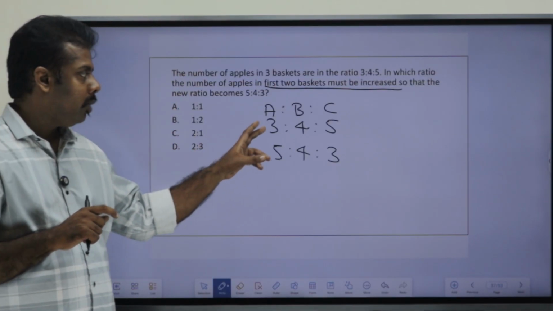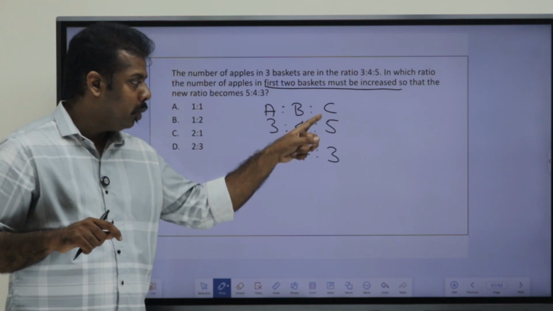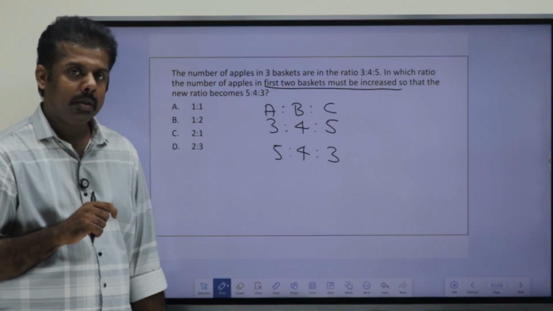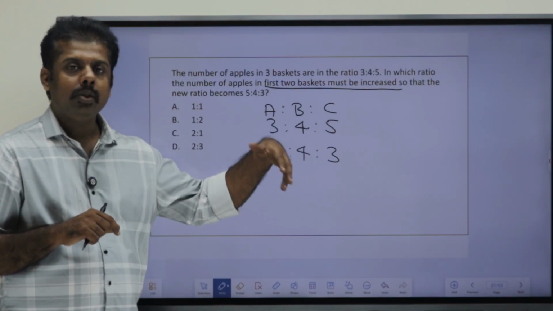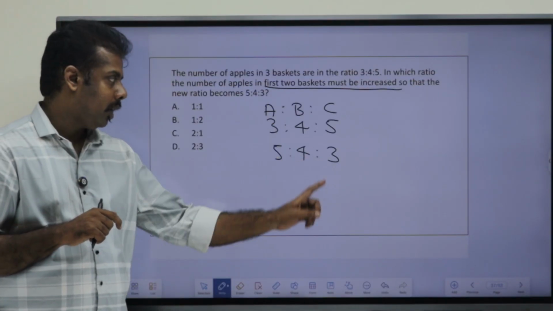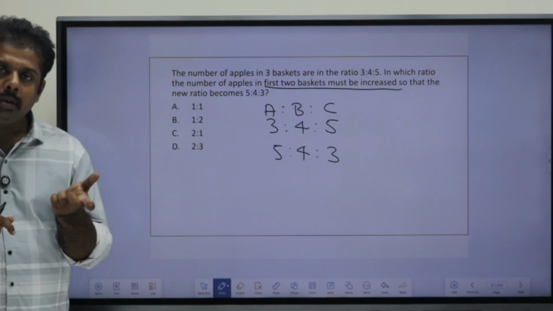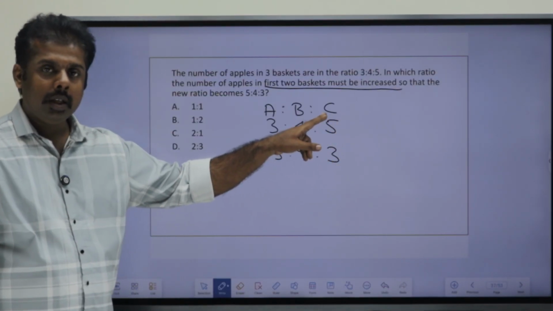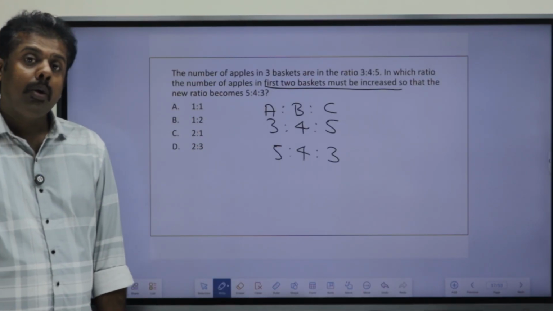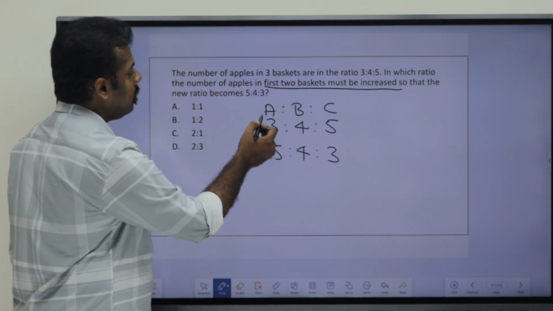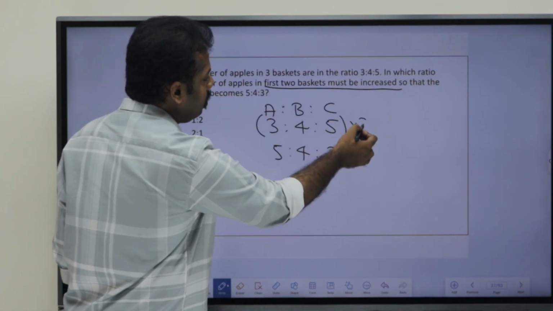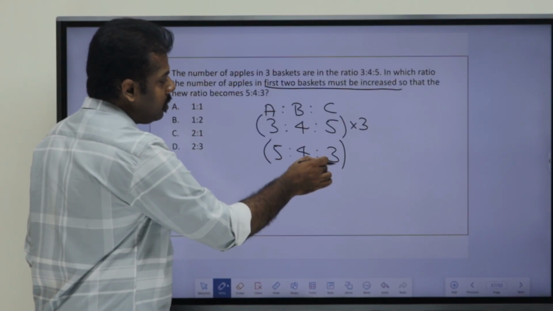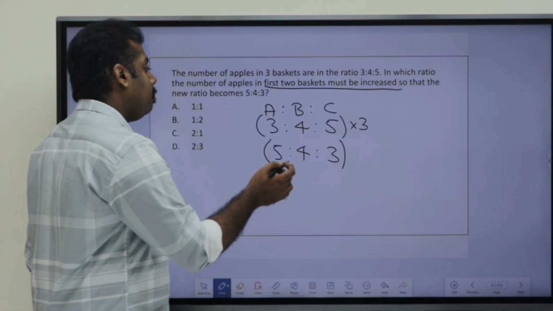So what we have to do here is make the value of C in both the cases similar. We have already studied the process: take the LCM of the 2 values and multiply accordingly. 5 and 3 are the values of C here, so the LCM of 5 and 3 is 15. In the first ratio, the value of C is 5. To make it 15, multiply it by 3. But the main condition is that if you are multiplying C by 3, you have to multiply throughout by 3. In the second ratio, the value of C is 3, so to make it 15, you have to multiply it by 5.